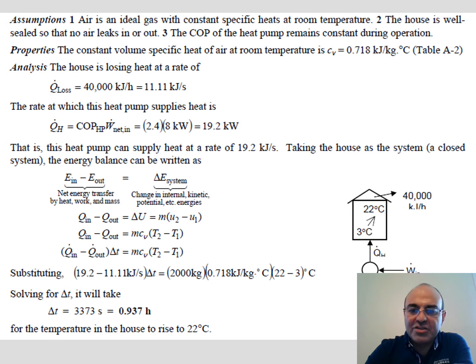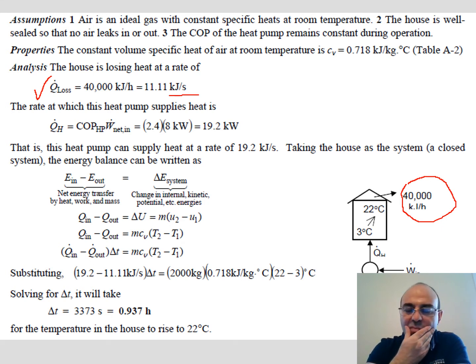So, all right, first of all, this is the heat loss of 40,000 kilojoules per hour. So if we go ahead and convert it to kilojoules per second, because this is given in kilojoules per hour, divide 40,000 by 3,600 seconds, it will become 11.11 kilojoules per second or kilowatts. Okay, fine. That's the heat loss.